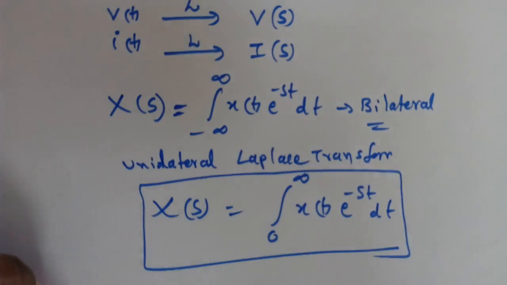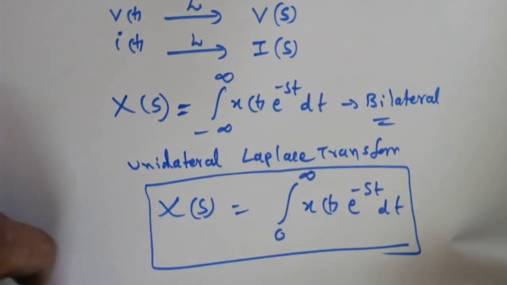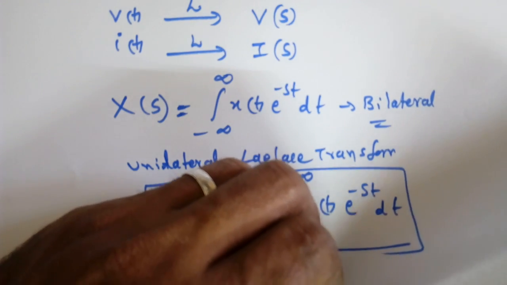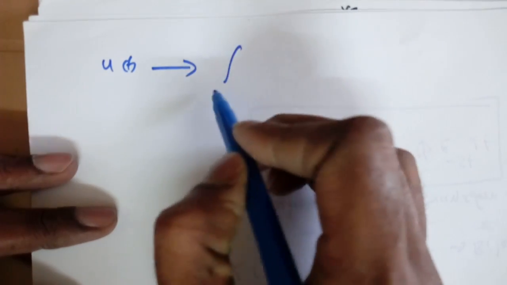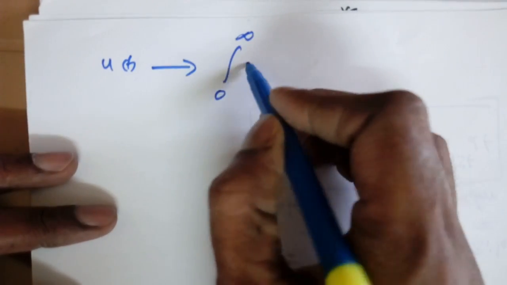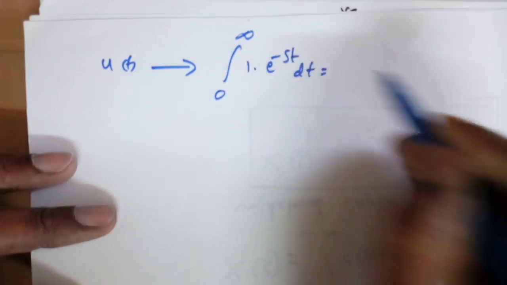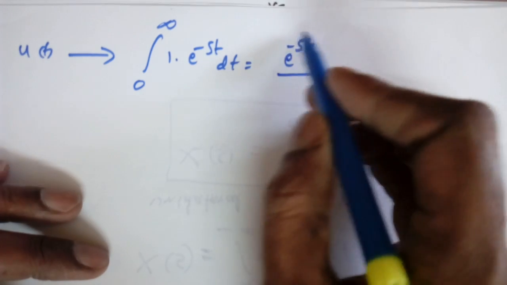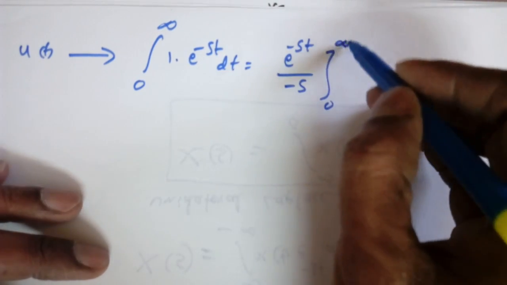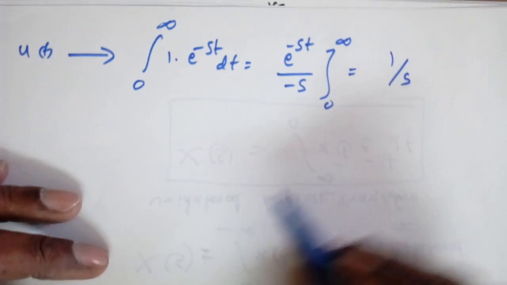Now we will see for resistance, for inductance, for capacitance one by one. But before that, we will find the Laplace transform of some basic signals, right? What are those basic signals? The first one is the unit step signal. Suppose u of t is given, what is the Laplace transform? It is integral from 0 to infinity of 1 into e power minus st dt. For integration of e power x, it is e power x by the differentiation of x, that is minus s, and the limits are 0 to infinity, so it will become 1 by s.